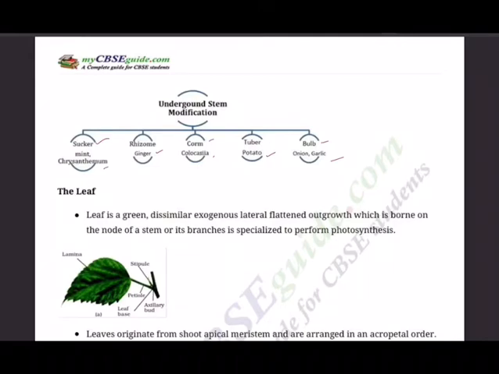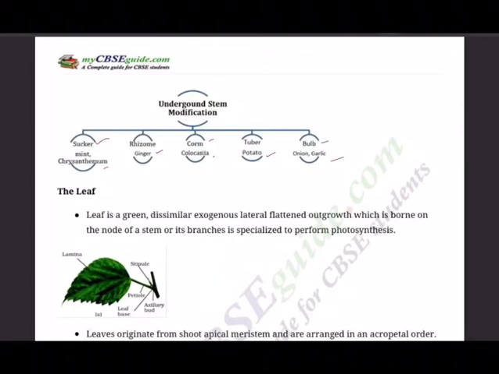We are into the revision mode and we are revising chapter number 5, morphology of flowering plants. In this chapter we had already covered the parts such as root modifications, stem and stem modifications.